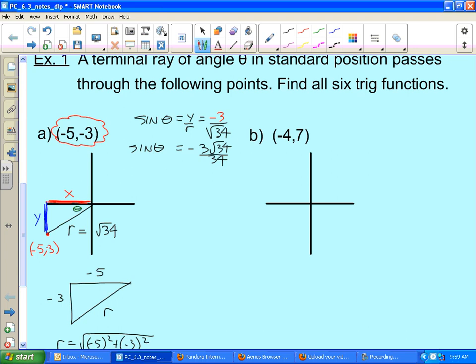All right, let's do cosine. What's cosine going to be based on this? Cosine, again, is my x over my r. Negative 5 over root 34. Negative 5, square root 34, multiply both sides, and I get negative 5 root 34 over 34. When I say both sides, I mean top and bottom. So there's your cosine value.